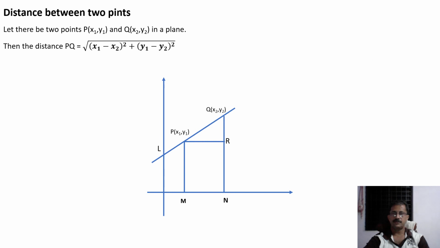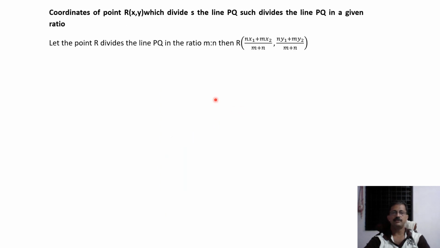Now, sometimes we need the ratio formula. Suppose a point is dividing the line segment PQ in the ratio m is to n internally. At that time, the coordinates of the point of division are given by (n x1 plus m x2) by (m plus n), comma (n y1 plus m y2) divided by (m plus n).